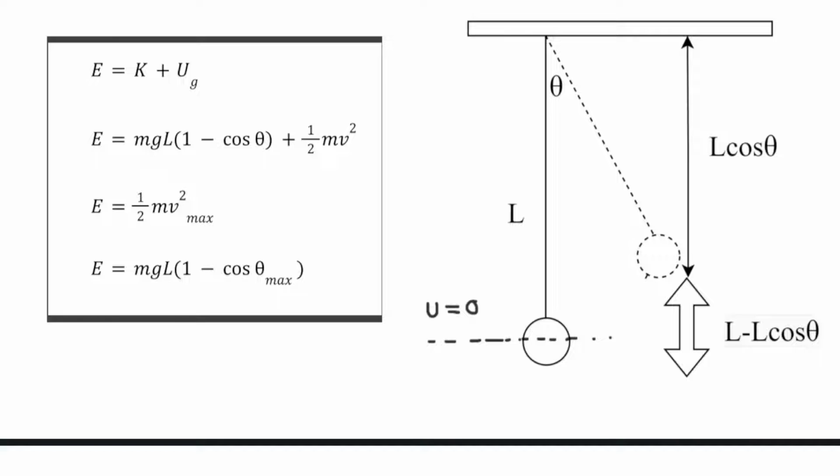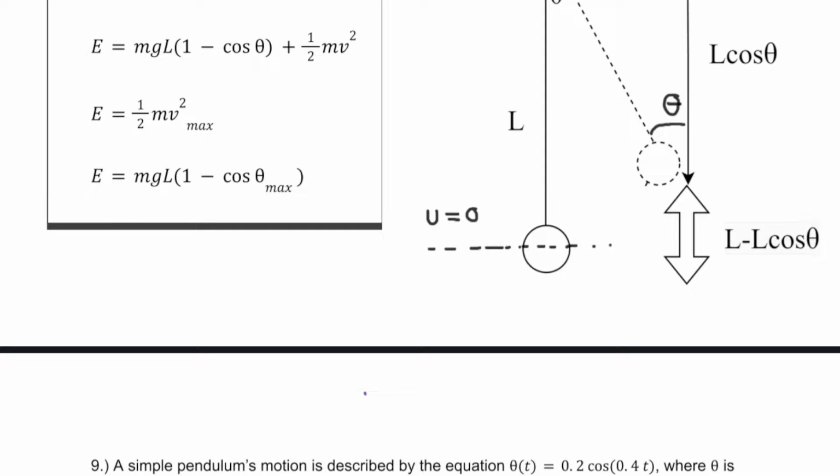So we have to define how high up the bob is from this location at any time. So it's L below the ceiling at this spot, and it's L cosine theta below the ceiling at that spot. So the height change is just the difference, L minus L cos theta. That's how you get the height of the pendulum, which you've probably seen before.